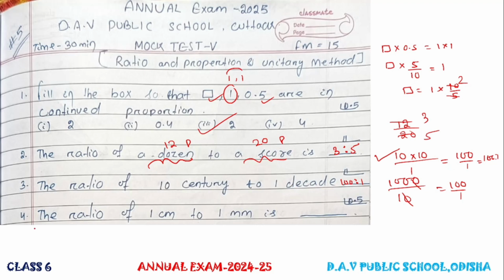Now next, the ratio of 1 centimeter to 1 mm. 1 centimeter means 10 mm is to 1. So the answer is 10 is to 1, because here the units are different. First of all we convert into the same unit. 1 centimeter, that is 10 mm. Now with the same unit, then convert. Sorry, ratio.